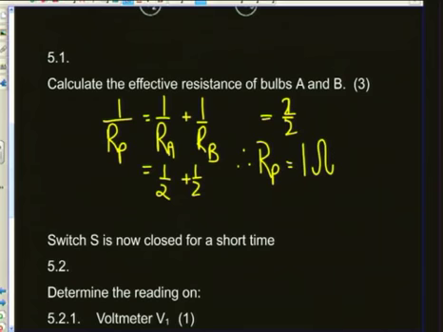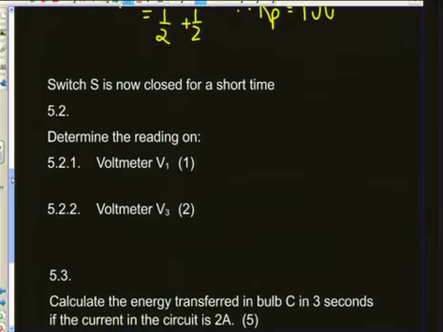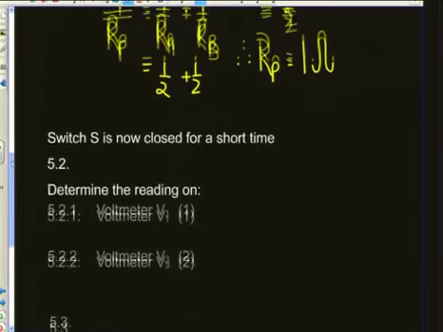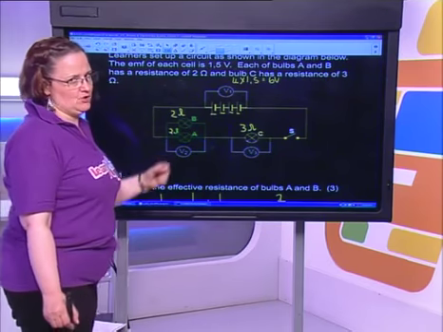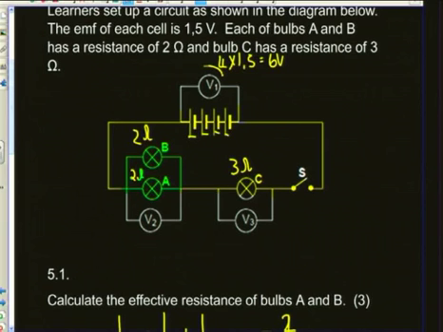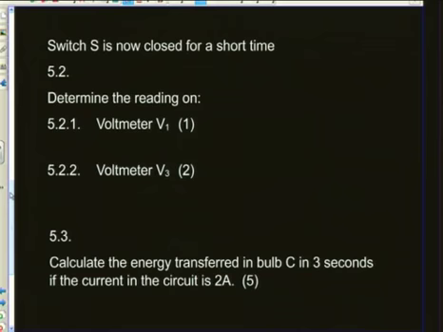1 ohm. Okay? Now they say to you, switch S is now closed for a short time. Determine the reading on voltmeter V1. We've already done that. We have already determined the reading of voltmeter V1. V1 sits over the cells. There are 4 cells. Each of them has 1.5 volts, but we need to write it down. So V1 is going to be 4 times the 1.5. So it's 6 volts.